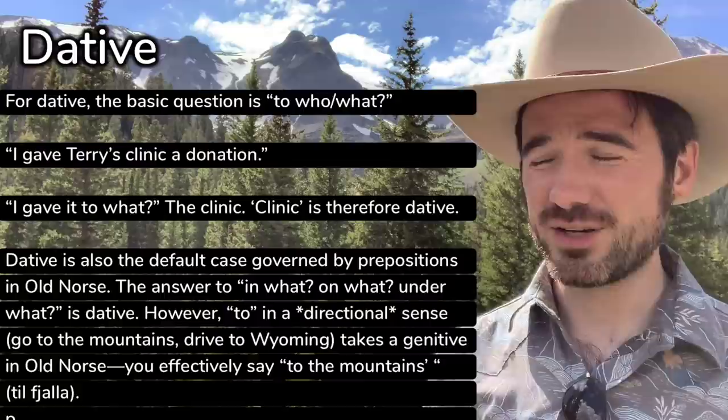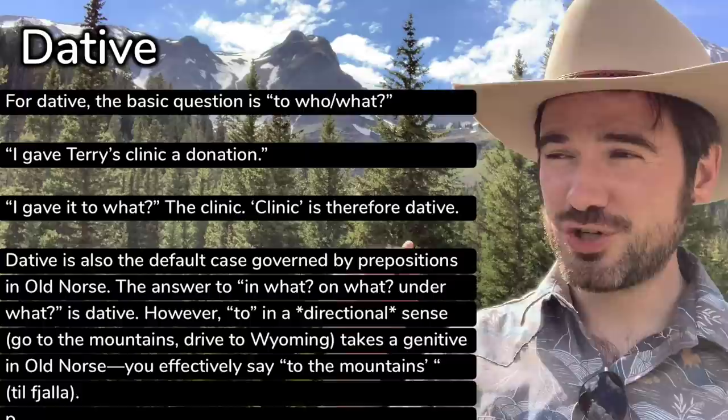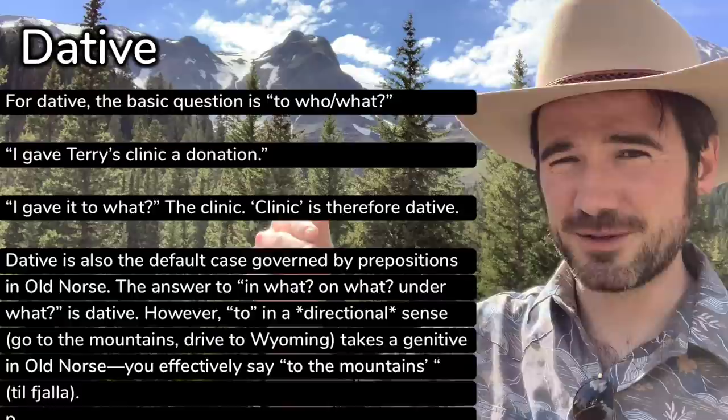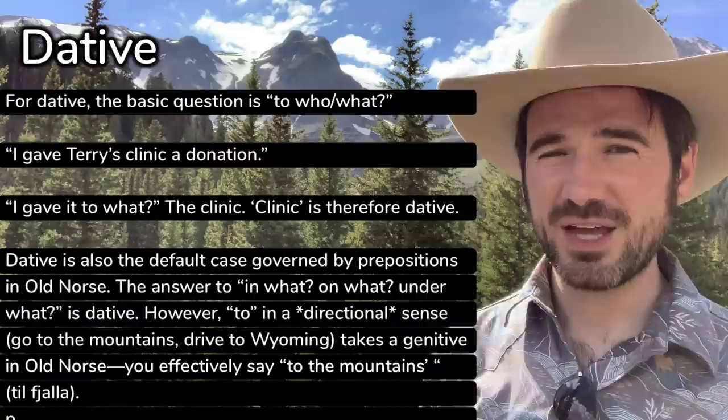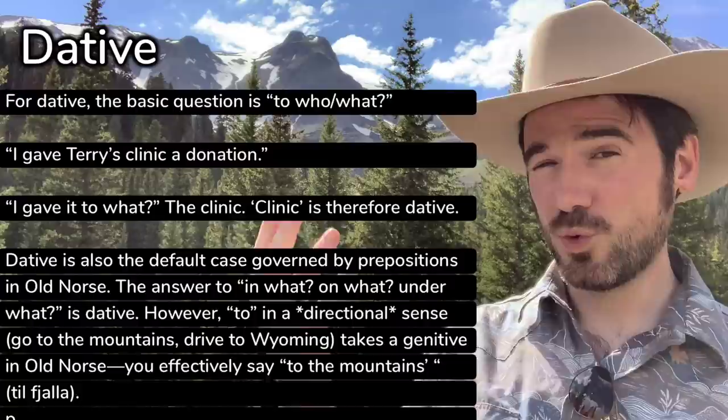Book is accusative. But to who, I refuse to say whom, even though it's the old dative in English, because nobody says it anymore. And it's an artificial word now. To who did I give it? I give it to Luke. Luke is dative. Give me the sword. Me is dative because you're giving what? You're giving the sword, but you're giving it to who? You're giving it to me, so me is dative.